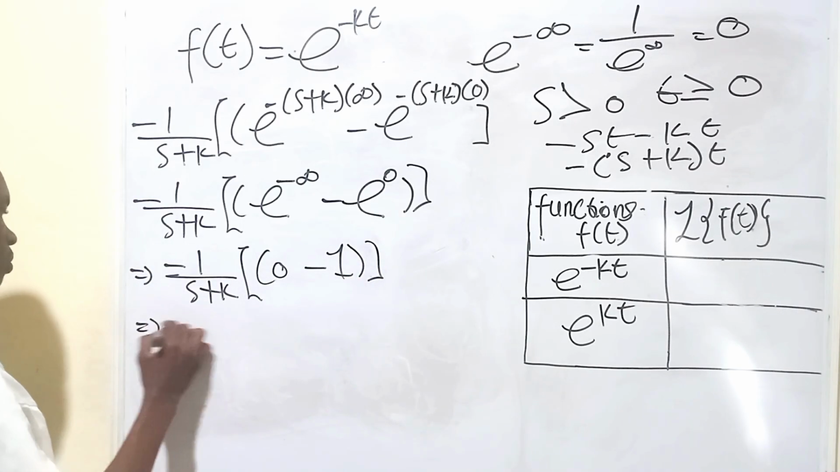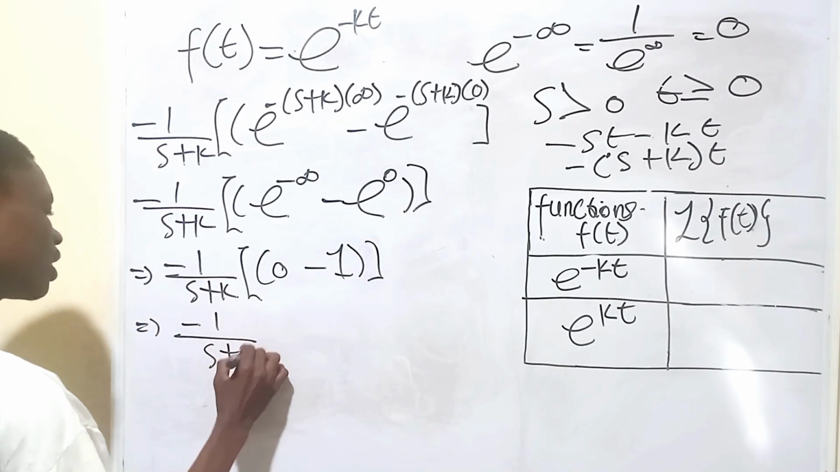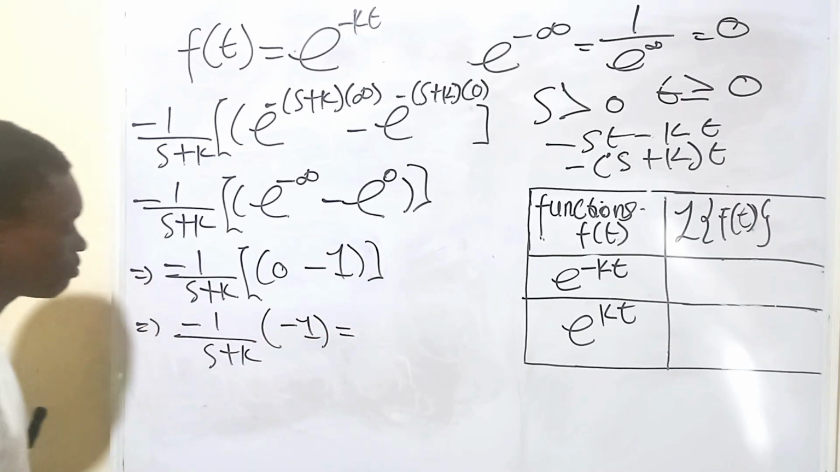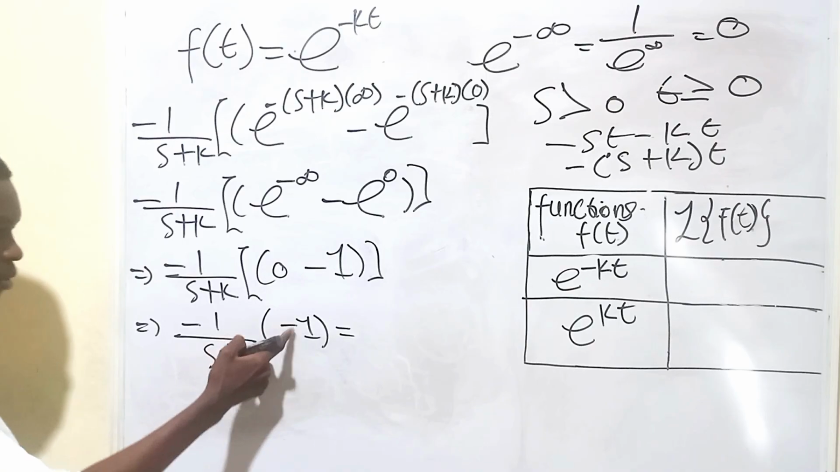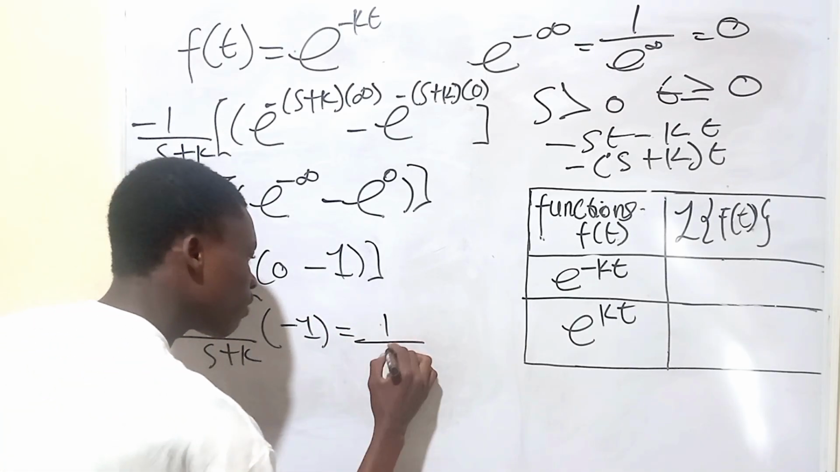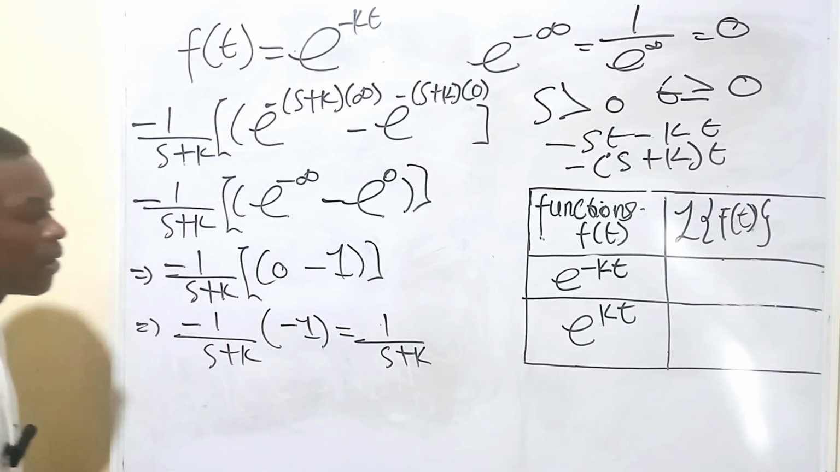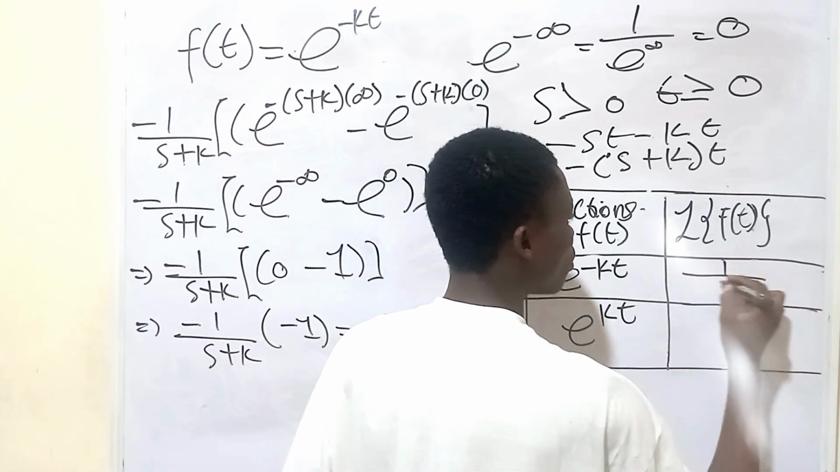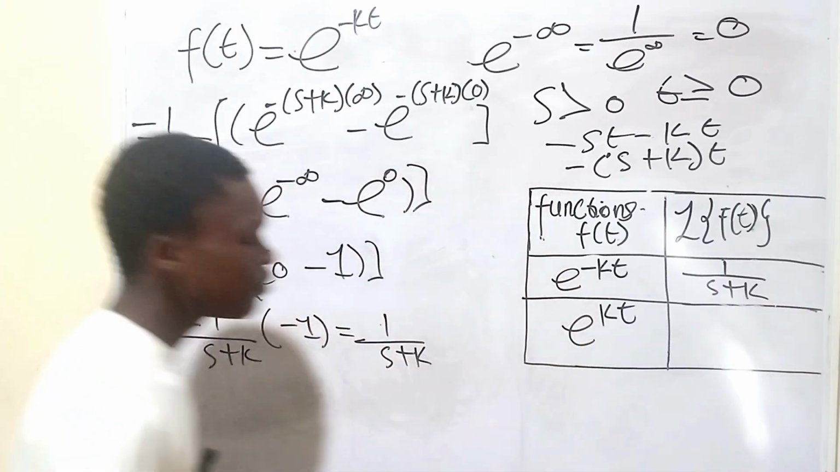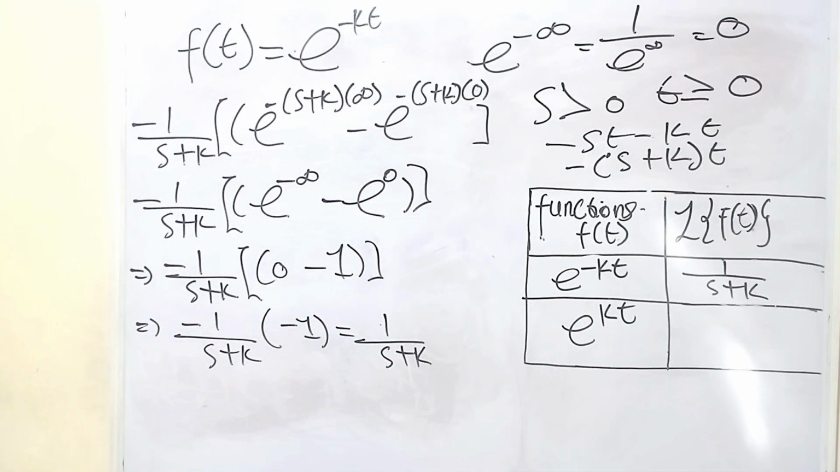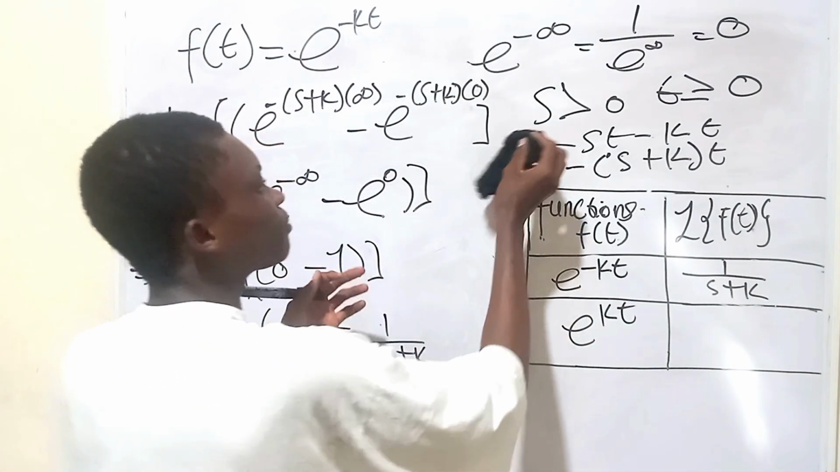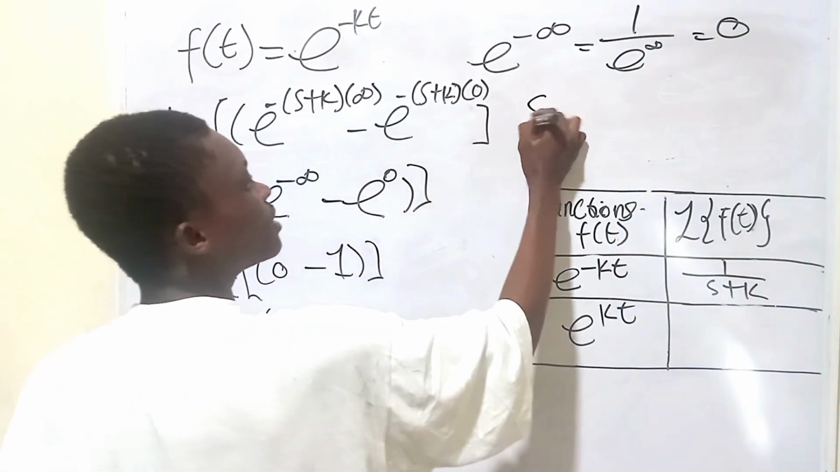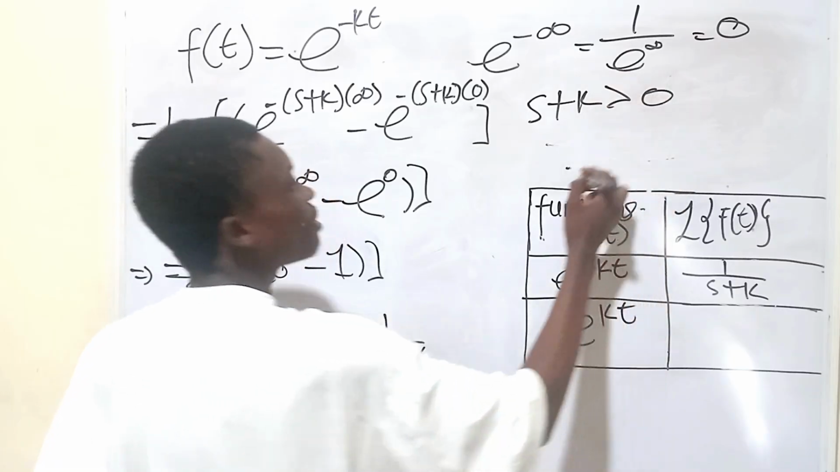All right, so from here, minus 1 all over s plus k into bracket 0 minus 1 gives us negative 1. So this implies that minus 1 all over s plus k multiplied by minus 1 gives us 1 all over s plus k. And clearly, we have found the Laplace transform for the first function, which is 1 all over s plus k. And for this integral to exist, remember that s plus k must be greater than 0.